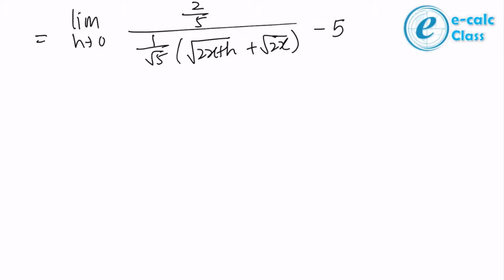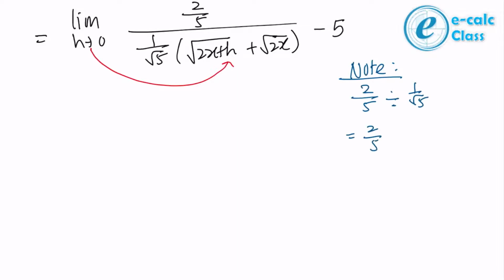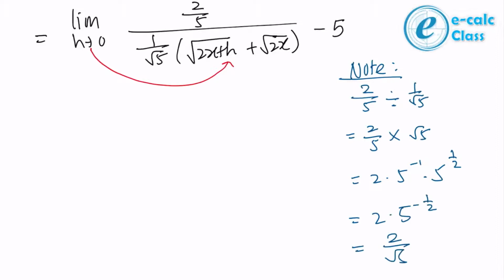Okay, then yeah, we can substitute in our value of h already. But before that, we need to simplify the constant, right? I will just write a side note for you. 2 over 5 divided by 1 over square root of 5 is 2 over 5 times square root of 5, which is 2 times 5 power negative 1 power half. Negative 1 plus half is negative half. So it is 2 over square root of 5.